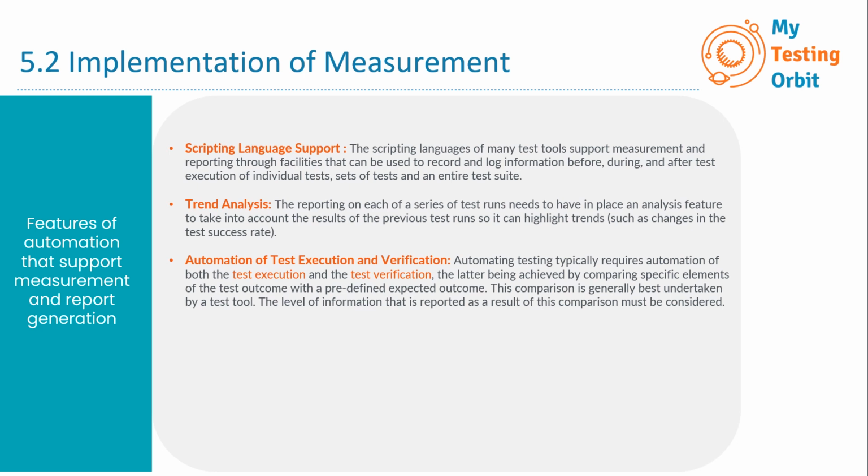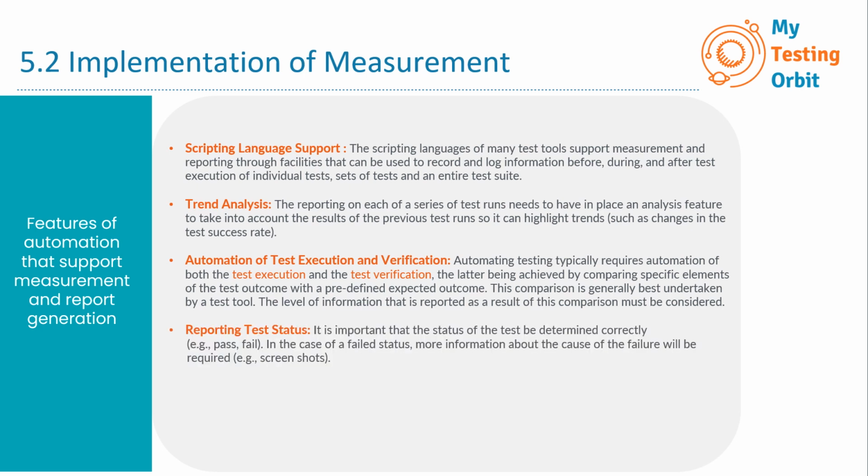So automating testing involves two key tasks. The first one, test execution, which is running the test automatically, and the other one is test verification. So the verification part means checking if the outcome of the test matches what was expected. And this matching process is often done by a test tool. And when we are doing this, it's important to think about how much detail we want in the test report.